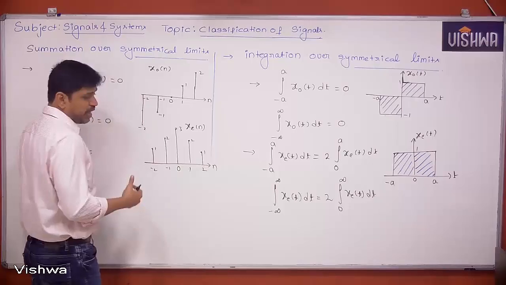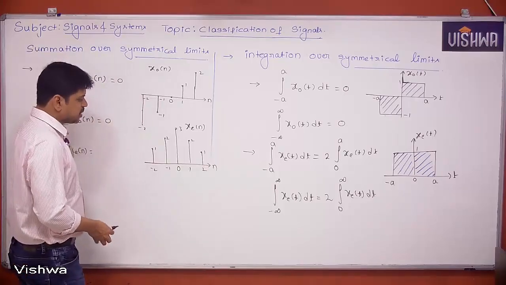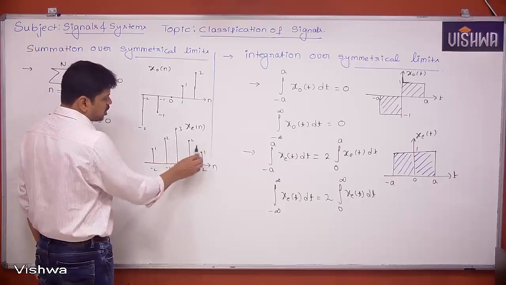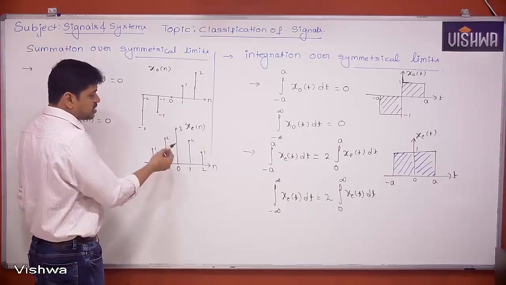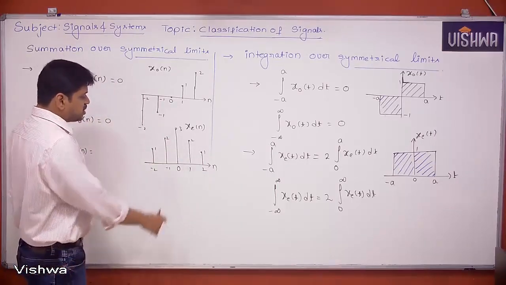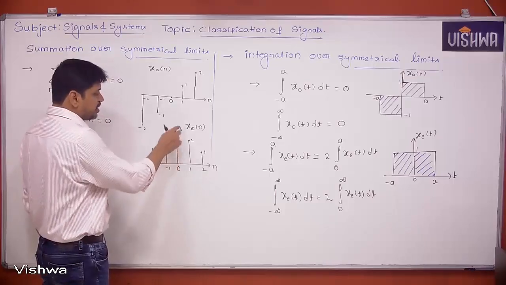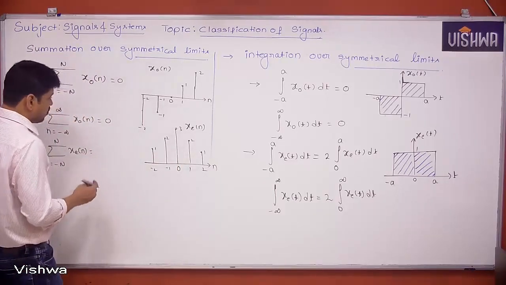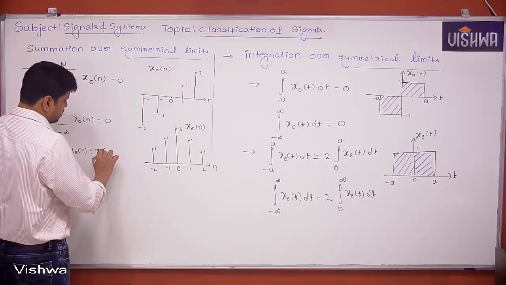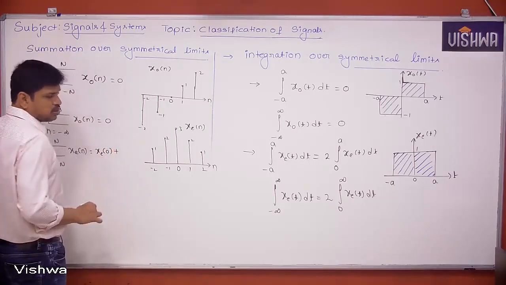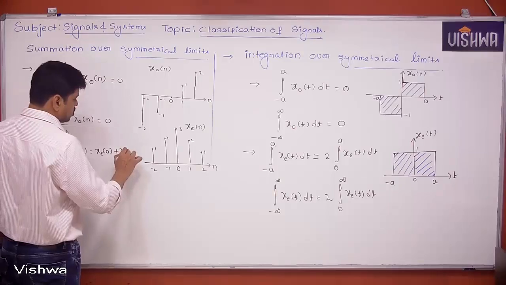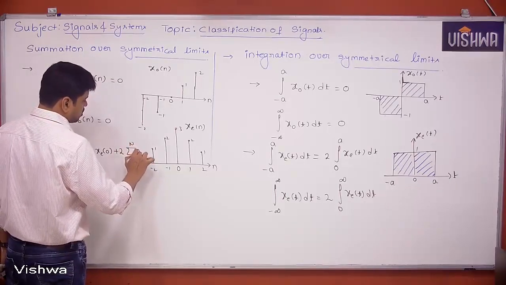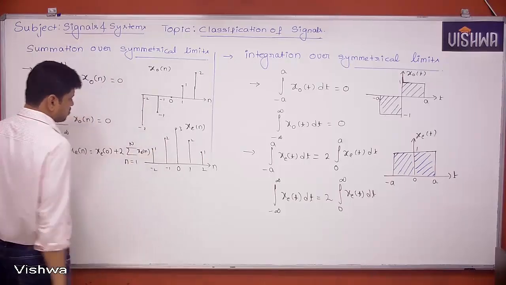But here we have one problem. What is that problem, sir? See, 2 is repeating twice, 1 is also repeating, whereas 3 is not repeating. So if you take 0 to 2 and double it, 3 will come twice, and that is going to give you a wrong answer. To avoid that, first we will take 0 outside, then we will take 2 into summation n is equal to 1 to N of x even part n.